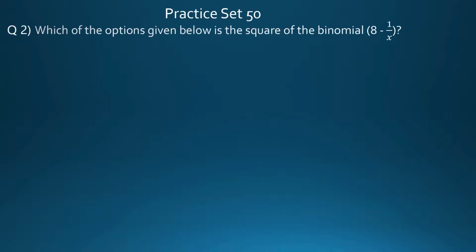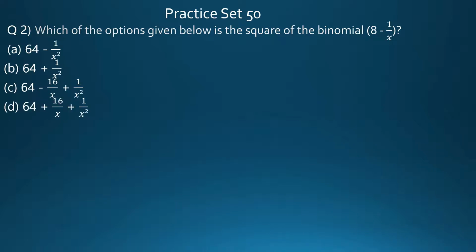Second question. Which of the options given below is the square of the binomial 8 minus 1 upon x? Options are A. 64 minus 1 upon x square. Option B. 64 plus 1 upon x square. Option C. 64 minus 16 upon x plus 1 upon x square. Option D. 64 plus 16 upon x plus 1 upon x square.